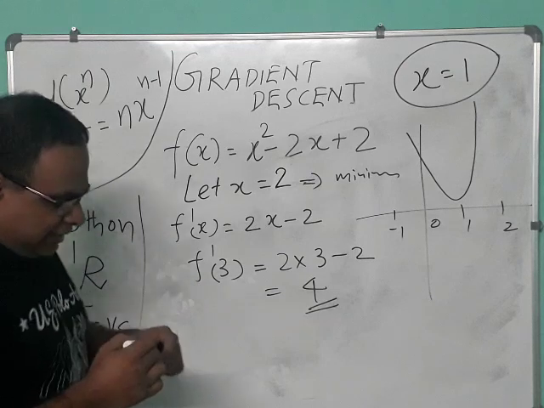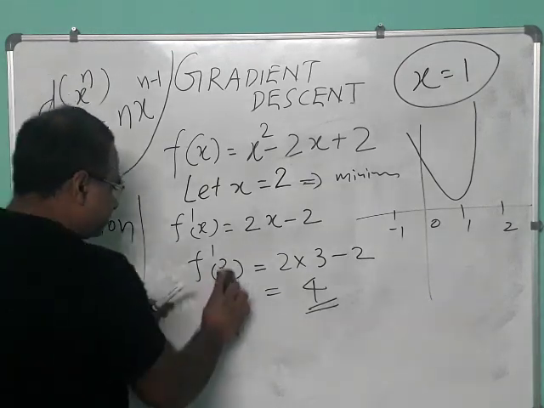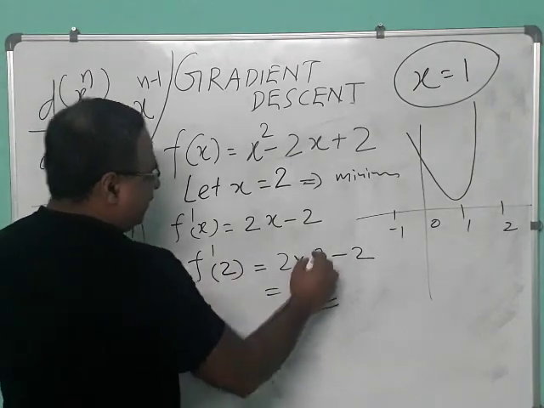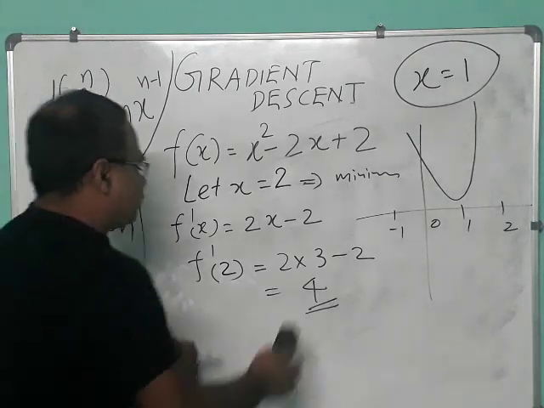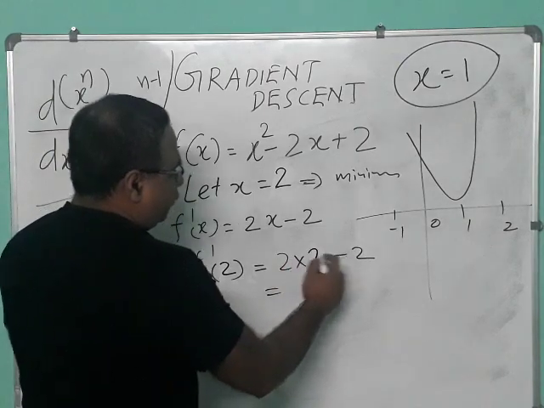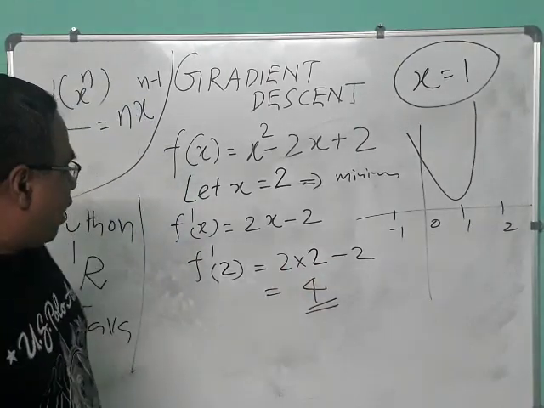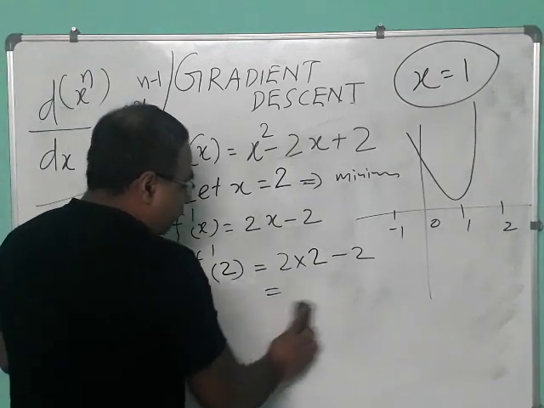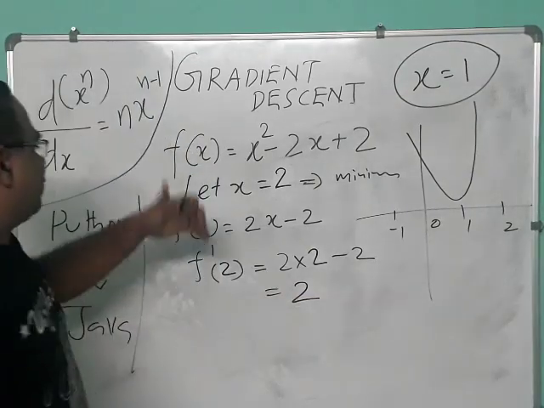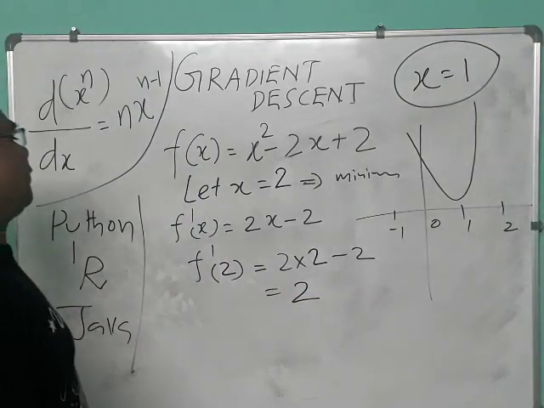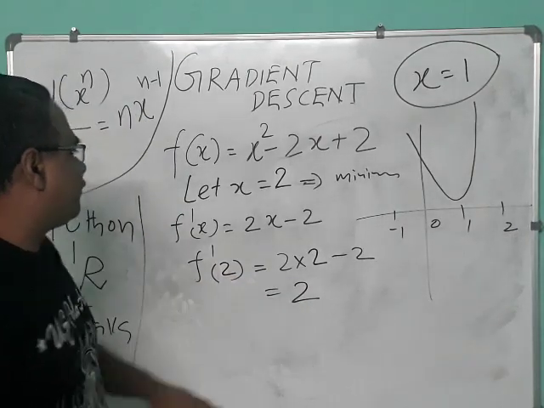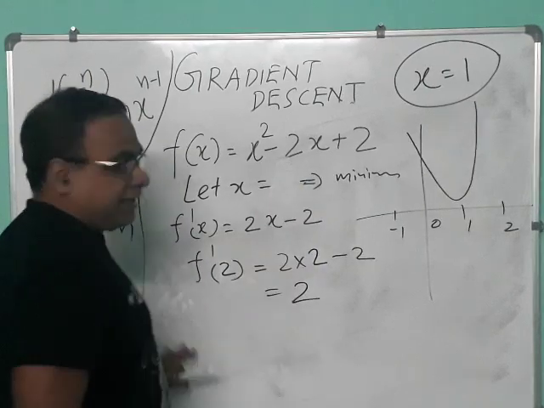Then we will calculate f dash 2. Here again 2 into 2 minus 2, the answer is 2. Then it is coming down. That means we are approaching the minimum, right? So it is not the result. Then we will substitute x is equal to 1. Even this is not 0. Then let us assume that x is equal to 1.